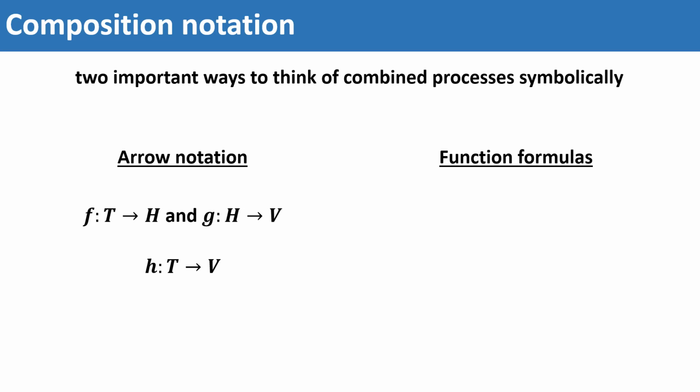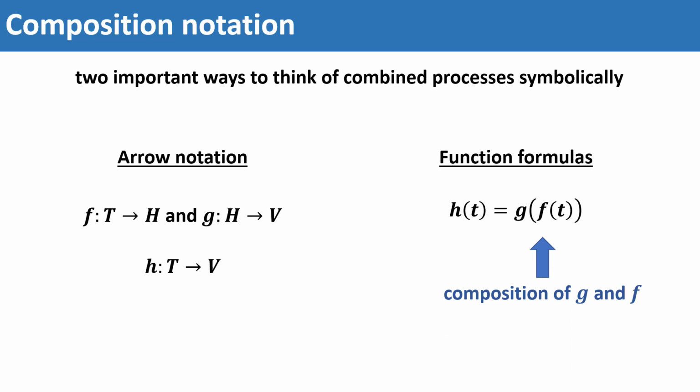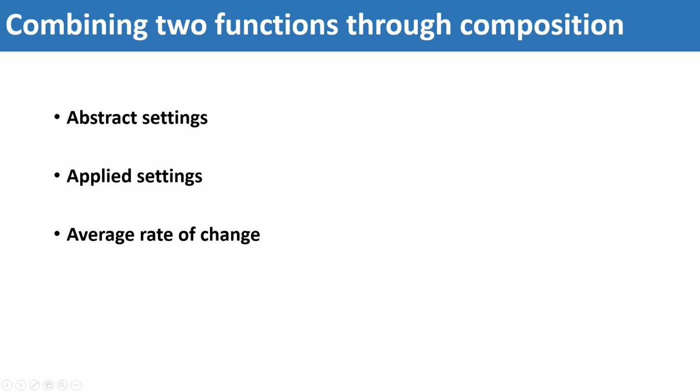In the notation of function formulas, we'll write things like h(t) = g(f(t)) as what we call the composition of g and f. In this section, you'll study the ideas of combining two functions through composition from several different perspectives: in abstract settings with algebraic functions, in applied settings where the physical context helps connect the processes, and in connection to the average rate of change of a function.